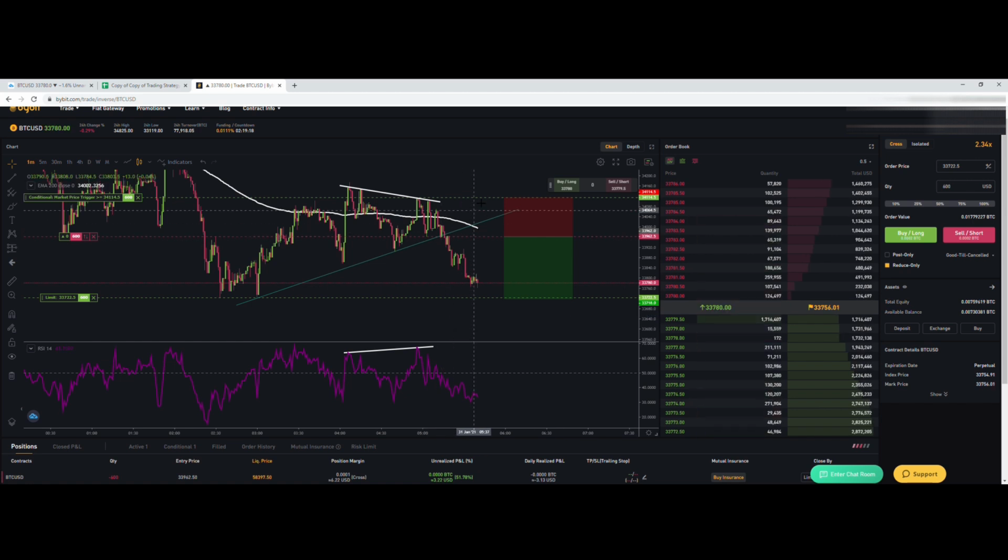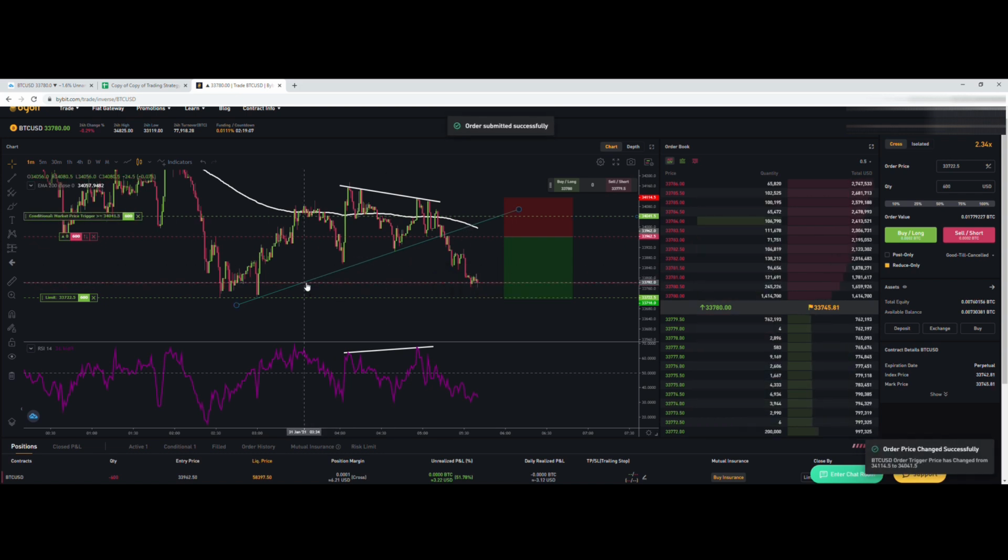And I'm going to move the stop now because price has gone enough in my favor that I can bring it down, lessen my risk. I'm just going to bring it down to the 200 EMA area.